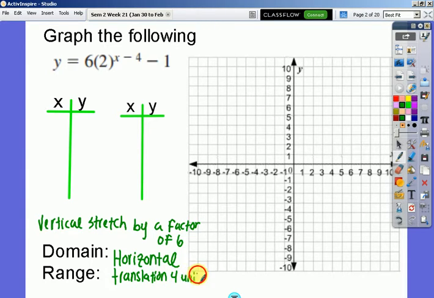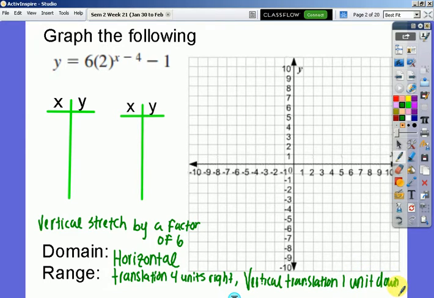Four units right. Excellent. What does a minus 1 do? Moves it down 1. So this is a vertical translation. Again, vertical meaning up and down, translation meaning movement. Vertical translation. One unit down. If I give you something like this on your quiz and I ask you to identify the different types of transformations, can you do it?